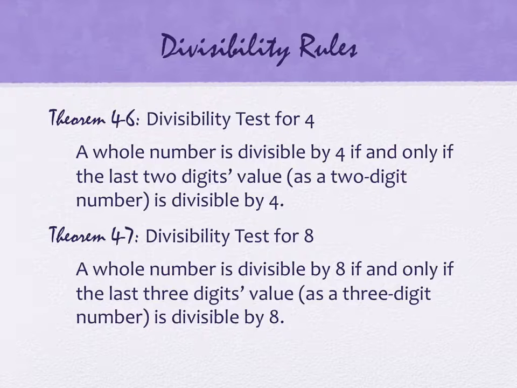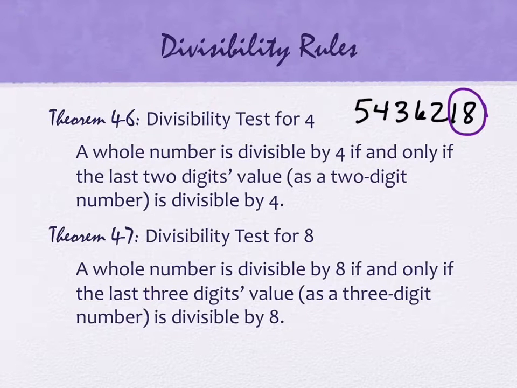Well, it means we have this long number, and it's got 5 and 4 and 3 and 6 and 2 and 1 and 8. What you do is you look at the last two digits only, and you ask yourself, what's that number I just circled? 18. Is 18 divisible by 4? You would answer yes or no, and this one would be no. And if the answer for the 18 is no, then the value as a whole is also a no. You only have to look at the last two digits.